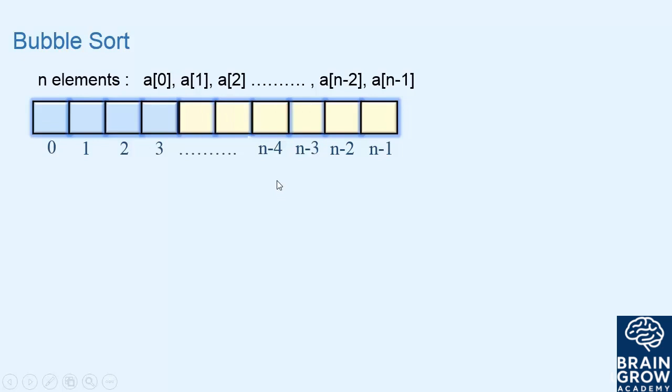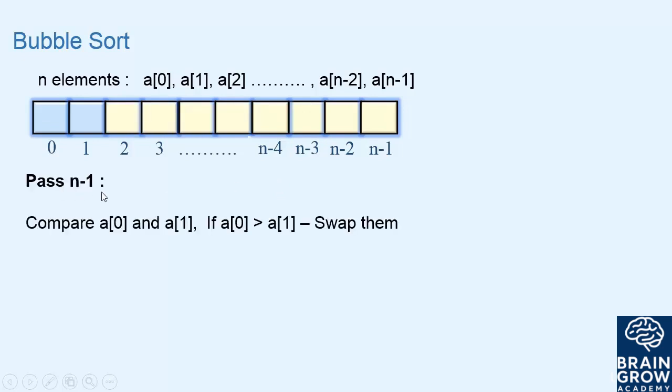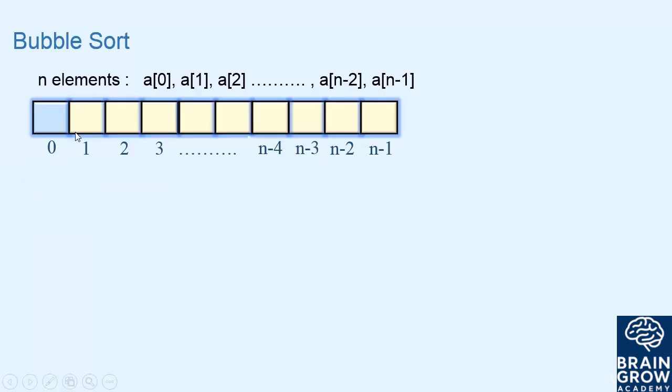And this procedure is continued till the last pass, which is the n-1th pass. And in that pass, there will be only one comparison, which will be between elements A0 and A1. And if A0 is greater than A1, swapping will be done. So after n-1 passes, this whole portion of the array becomes sorted. The element left is this A0, and this will definitely be the smallest element. So we can see that if our array has n elements, then after n-1 passes, the whole array becomes sorted.